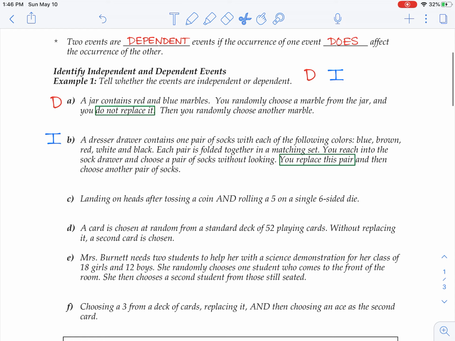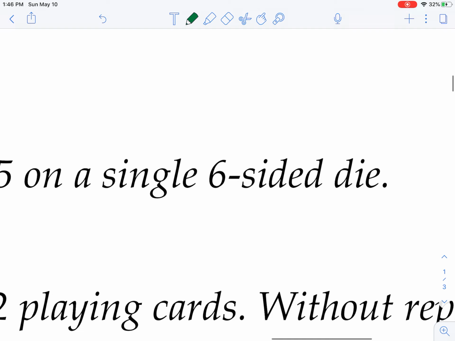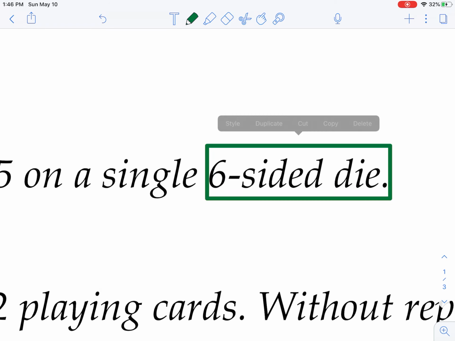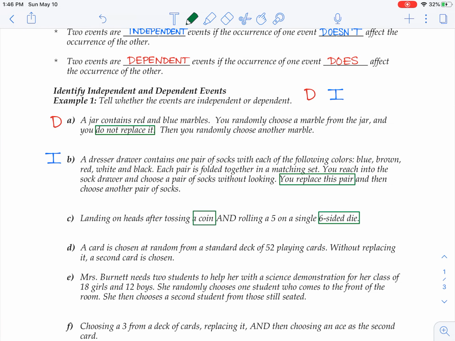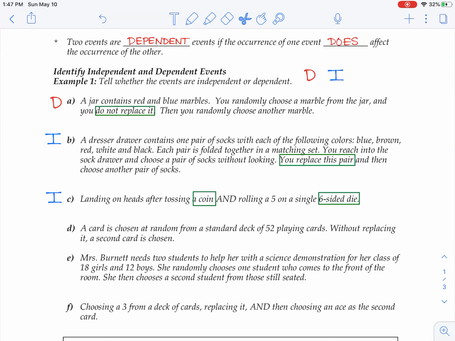All right, next event: landing on heads after tossing a coin and rolling a 5 on a single 6-sided die. So here we're dealing with a coin and a 6-sided die. One thing to look out for when you're determining independent or dependent is, do they even come out of the same sample space? In this particular case, that answer is no. So since the outcomes of a coin are different than the outcomes of a die, we could say, all right, these two events are independent of each other.